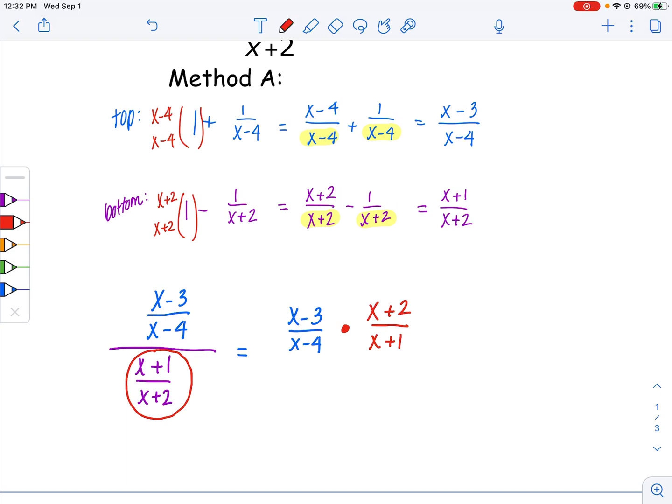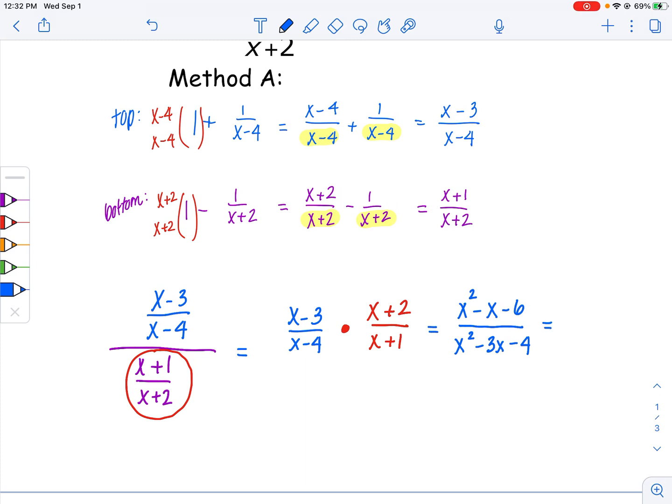Why did I do this? Because now when I'm multiplying, let's change my color here, I get just two fractions. No fractions in a fraction, just having your binomials. So I have to FOIL the top, x squared minus x minus 6. And then I FOIL the bottom, x squared minus 3x minus 4.